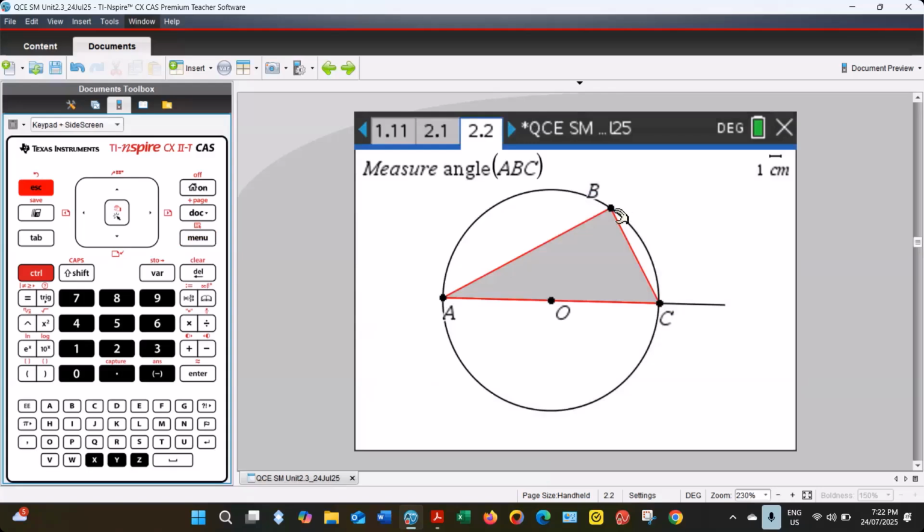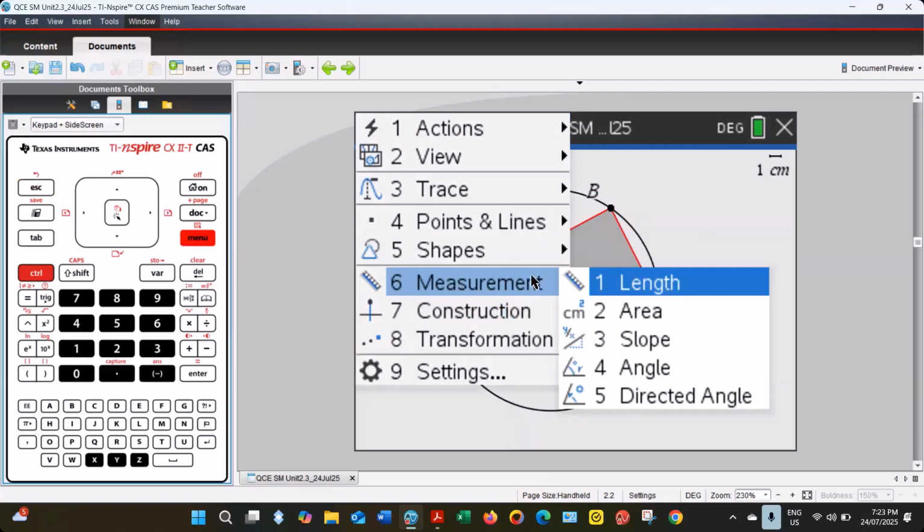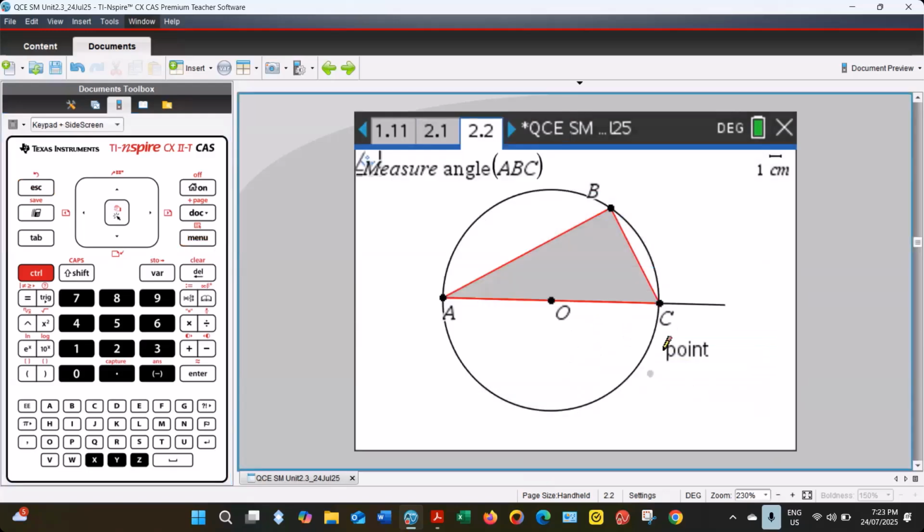Now I can measure the angle ABC, so menu, measurement, angle, and unsurprisingly it's 90 degrees. And it doesn't matter where it is, it's always 90 degrees.